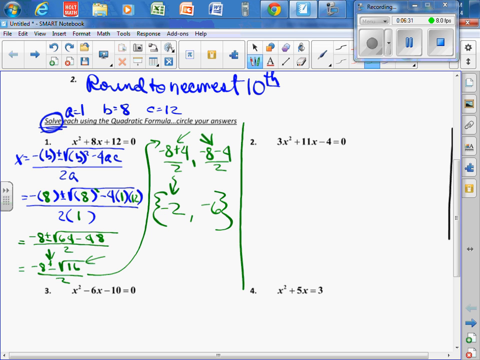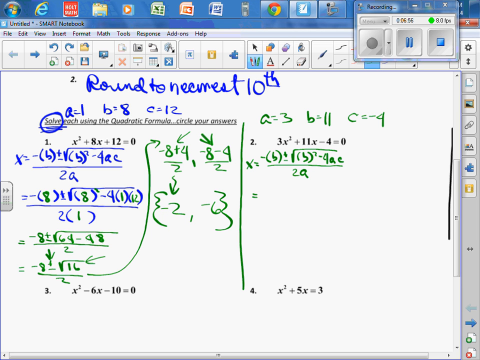Number 2. Write down what A, B, and C are. A is equal to 3, B is equal to 11, and C is equal to negative 4. So x equals, I'm going to put B in parentheses, so negative B plus or minus the square root of B squared minus 4AC all over 2A.